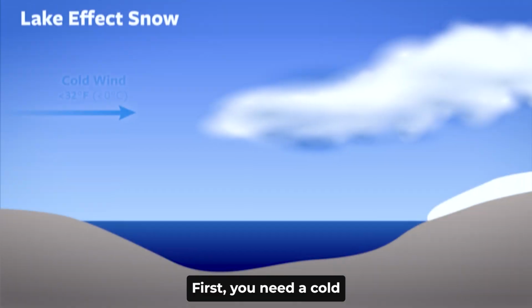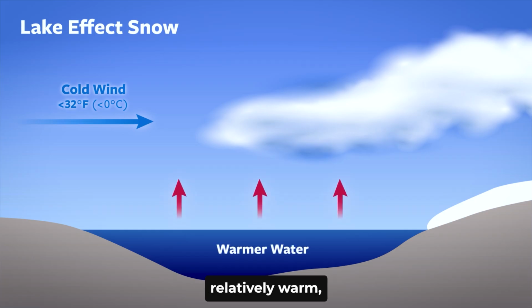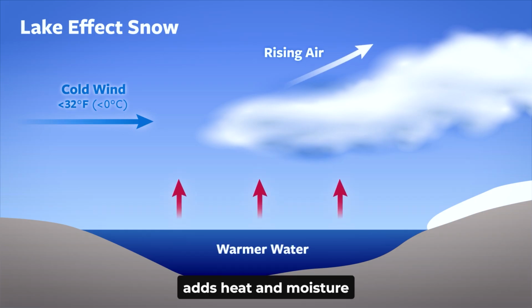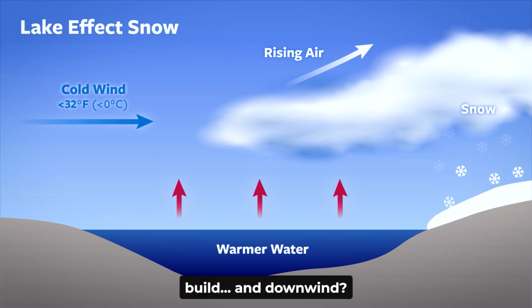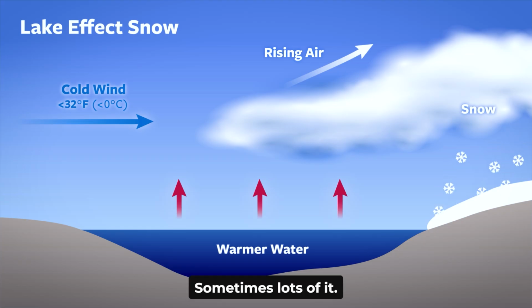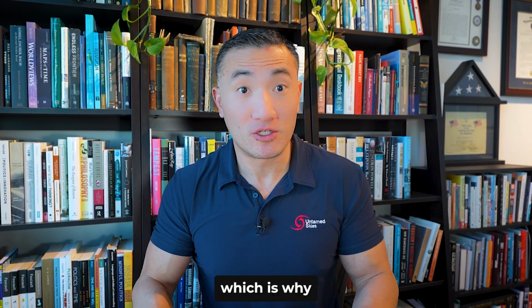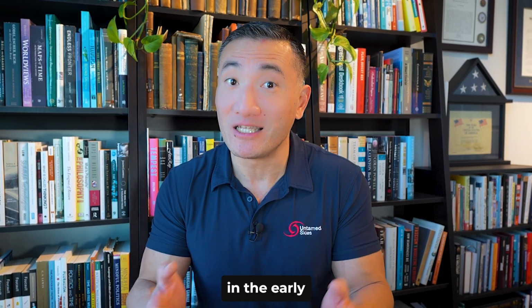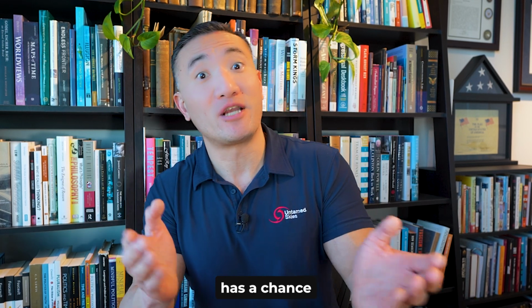Here's the recipe. First, you need a cold wind below 32 degrees Fahrenheit blowing over a lake. Then the lake water needs to be relatively warm, and the lake adds heat and moisture into that cold air, and the air starts to rise. The rising air cools, clouds build, and downwind, you get snow, sometimes lots of it. Those upward arrows are the lake feeding the atmosphere heat and moisture, turning it into a cloud factory, which is why lake effect snow is often more intense in the early winter months when the water is still relatively warm before the lake has a chance to freeze over.